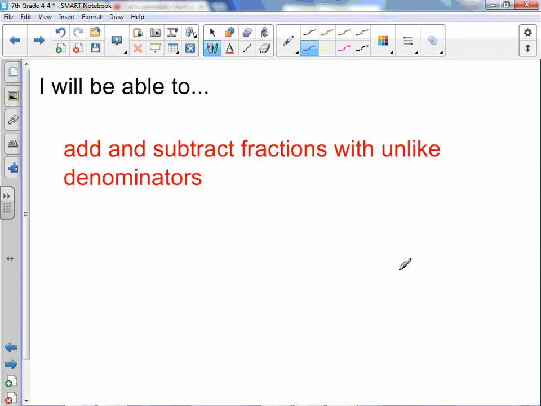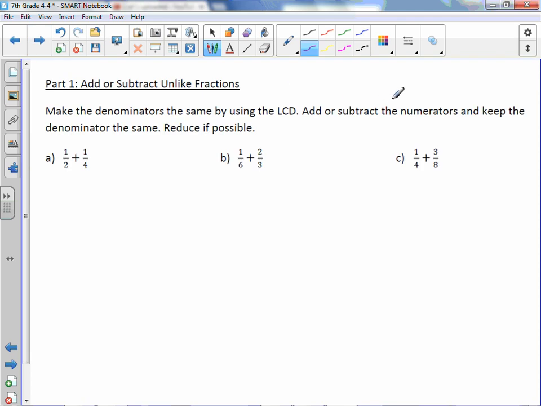Chapter 4, Lesson 4, Add and Subtract Unlike Fractions. You will be able to add and subtract fractions with unlike denominators. Make the denominators the same by using the least common denominator. Add or subtract the numerators and keep the denominator the same.